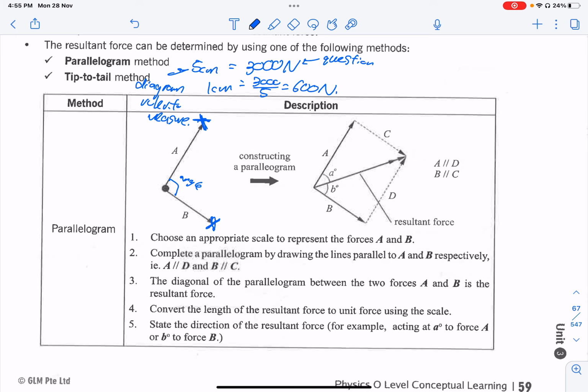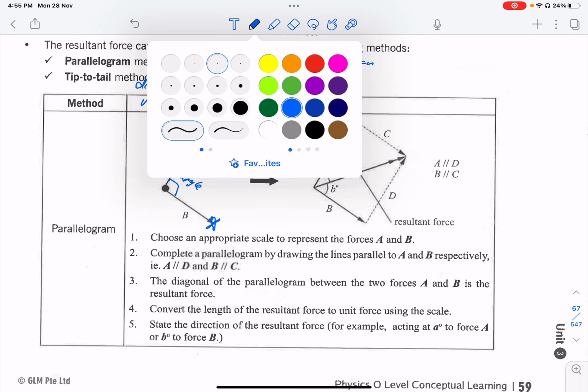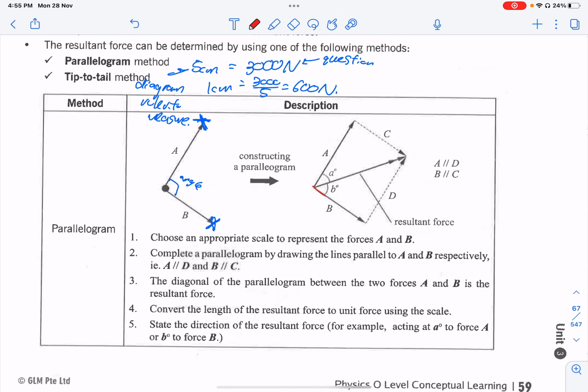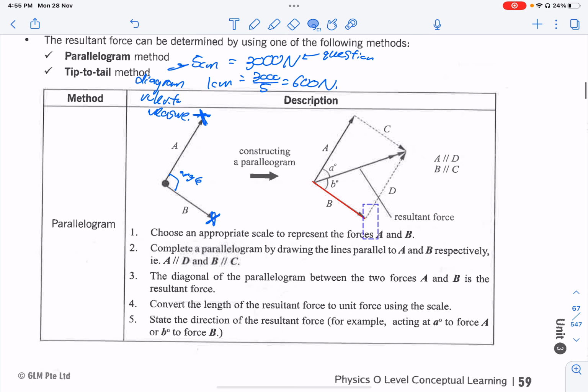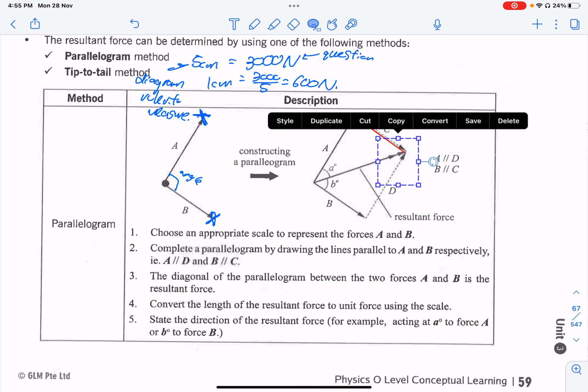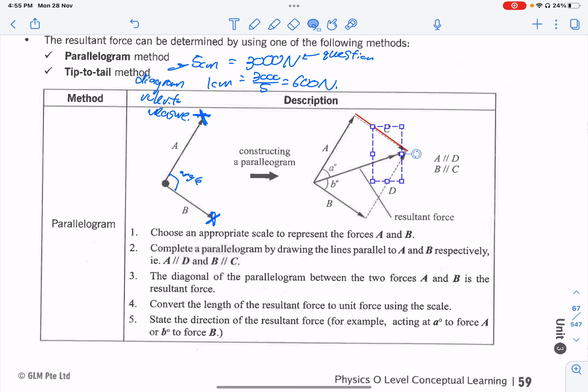So what is this parallelogram method? This parallelogram method is where, in the existing line that you draw, you take a set square and you measure another length that is parallel to this, of the same length in the same direction. And this is the one for B. Then you repeat the same for the one for A.